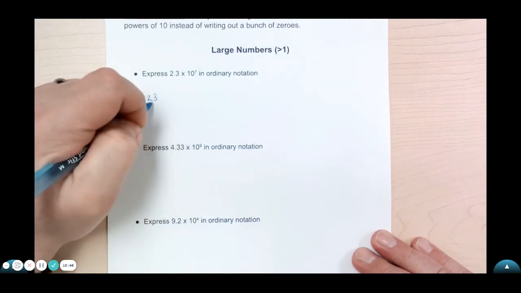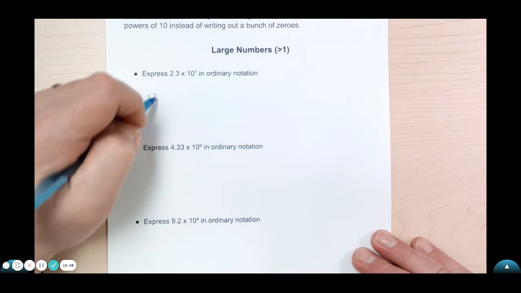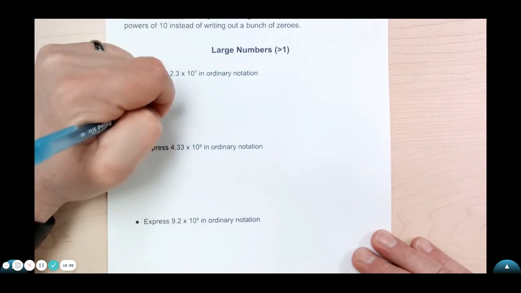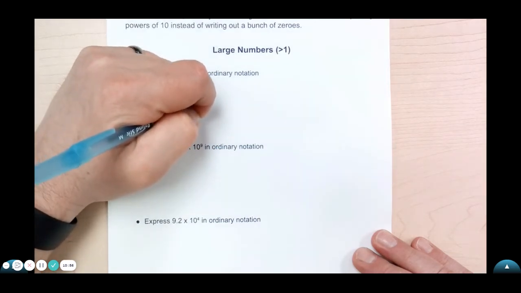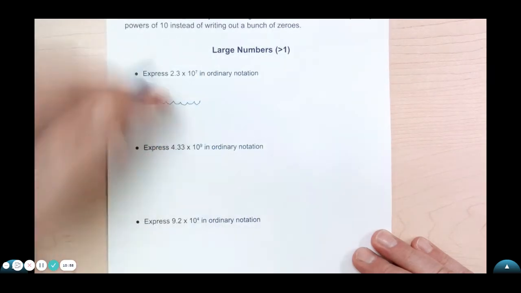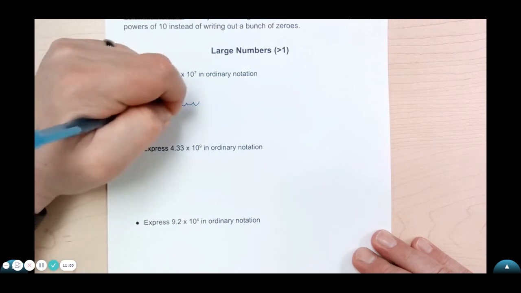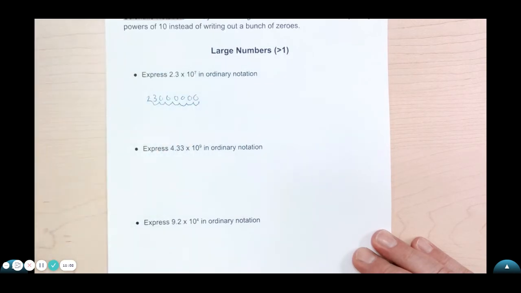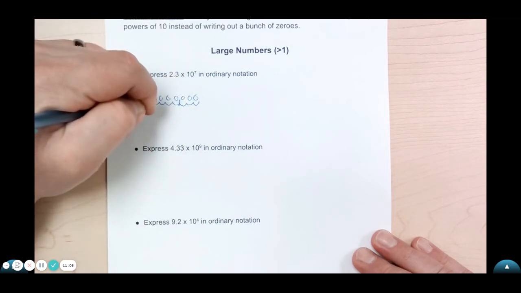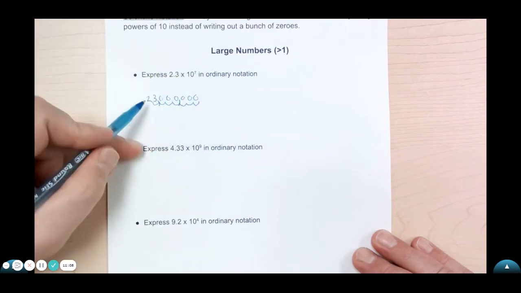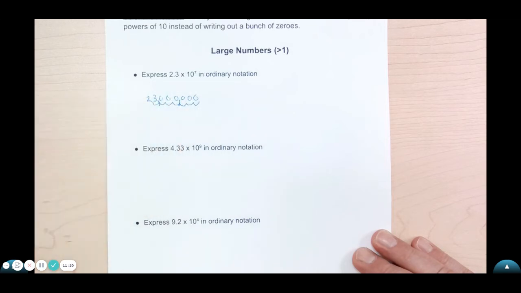So a shortcut way of doing this is, here's the 2 and the 3. That's where my decimal is. 1, 2, 3, 4, 5, 6, 7. So that's where the decimal would go. And I've got to fill in with placeholder zeros. So the answer is 23 million. Okay? 23 million.